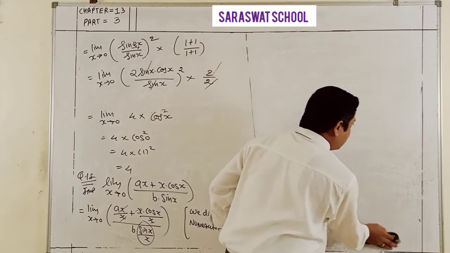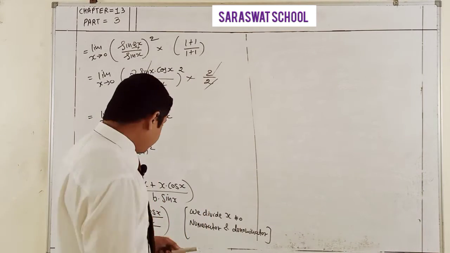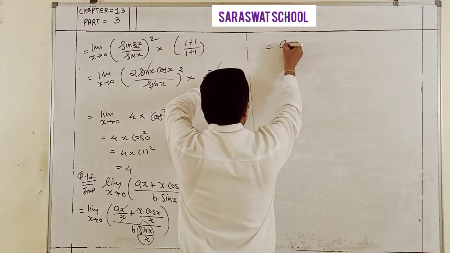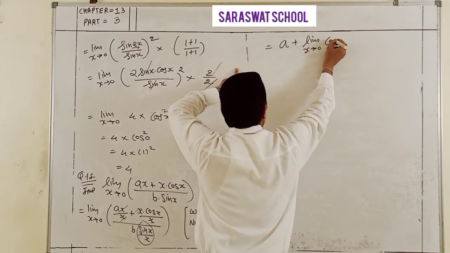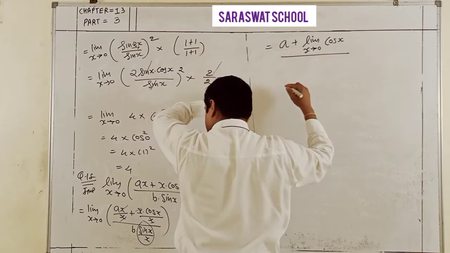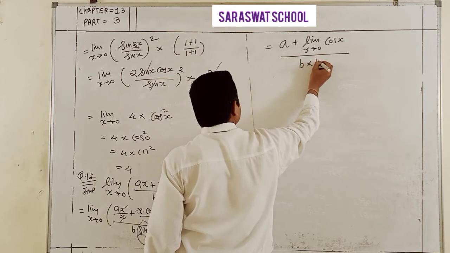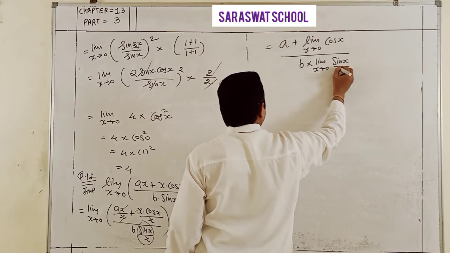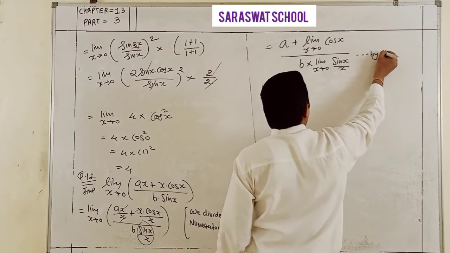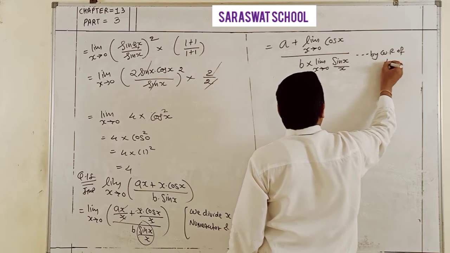Just I operate our working rule separations. So a is constant, other limit apply: cos x by b separate, limit x tends to 0 of sin x by x, and mention here by working rule of limits.